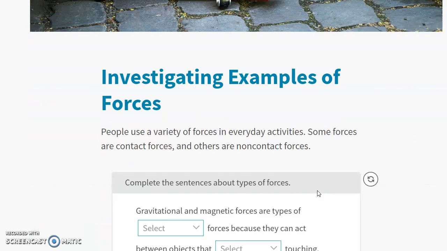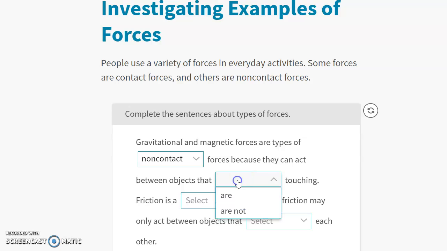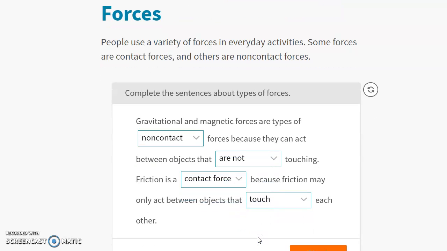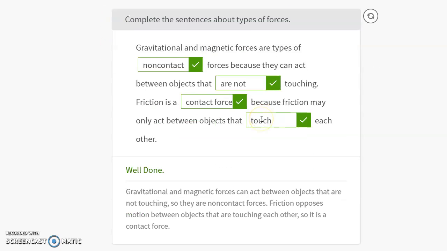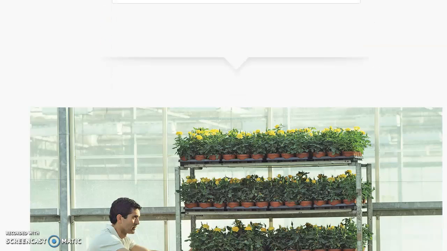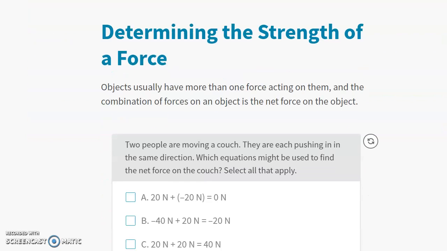Here's this jack that's moving the car up. Gravitation and magnets are non-contact because they act between objects that are not touching. But friction is a contact force because the objects are touching. Always important. We know that about magnets because a lot of people have done that test where you try to push two magnets together, but they repel each other away. They don't always touch. The strength of a force is important.